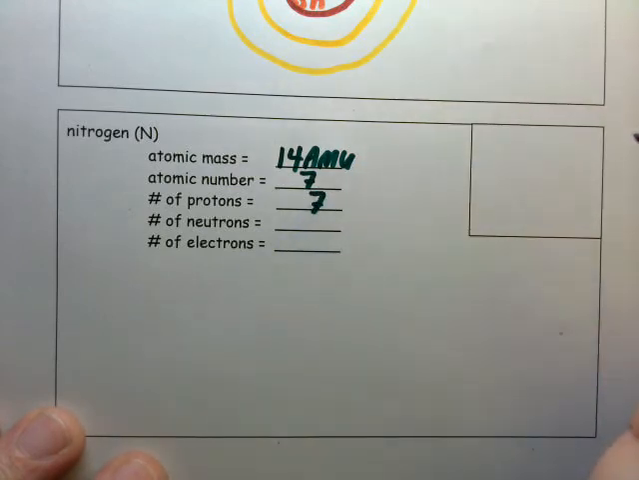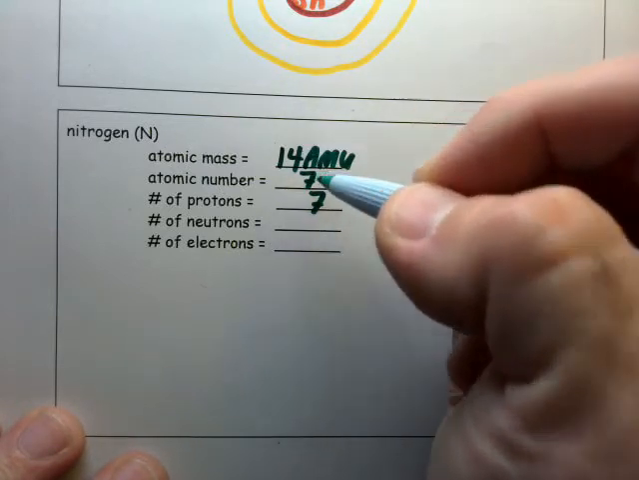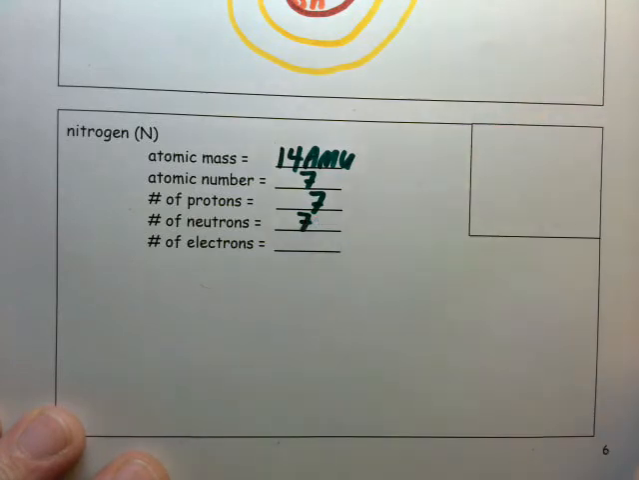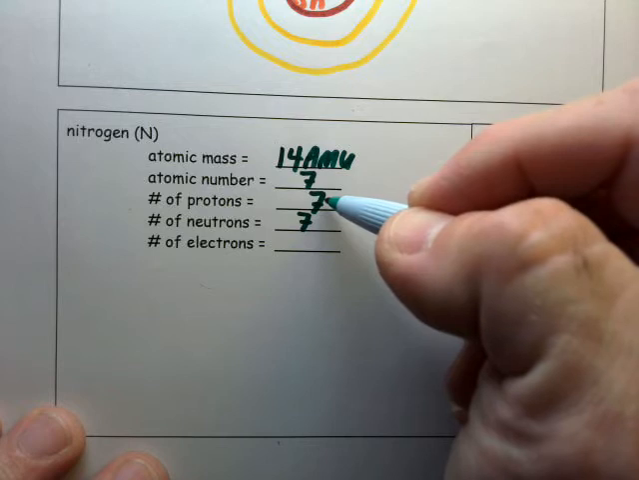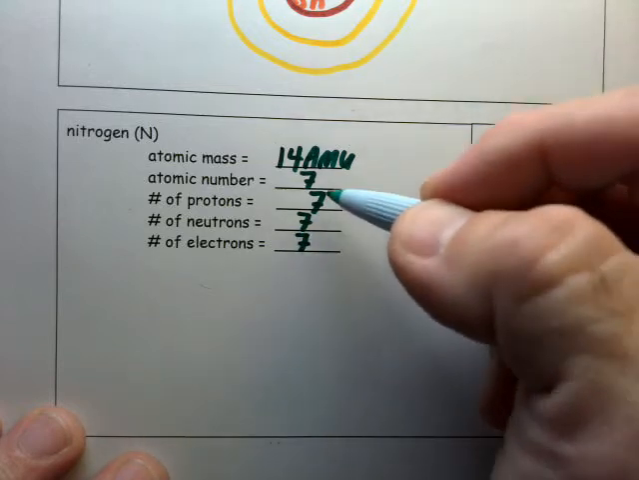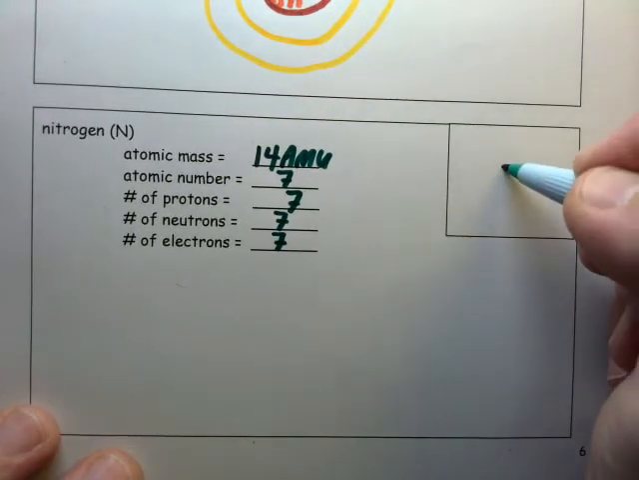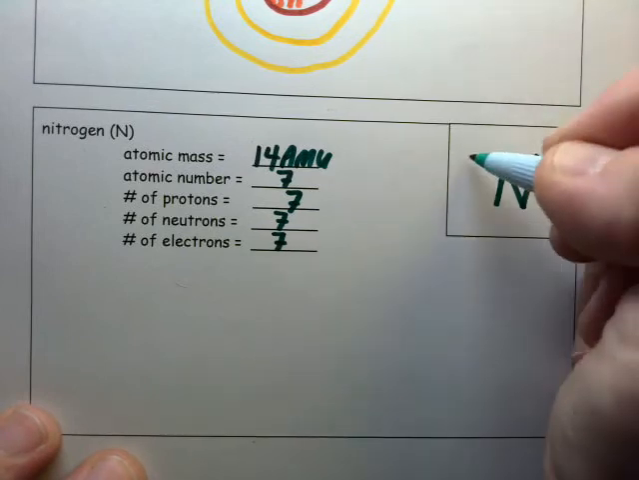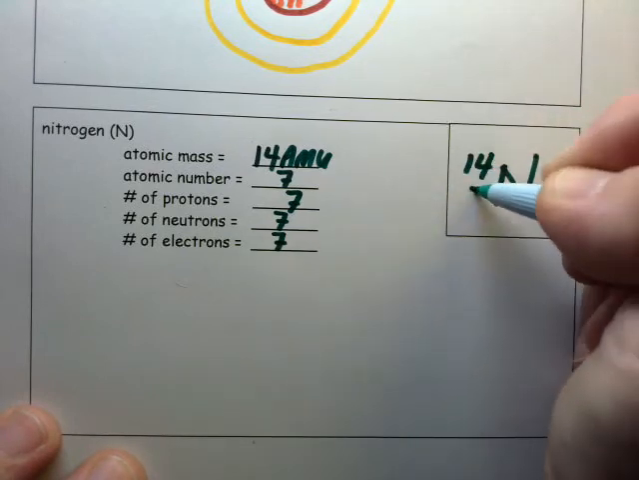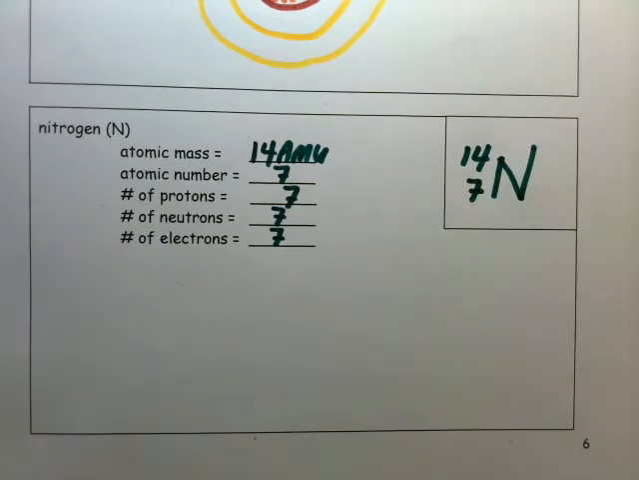The number of neutrons, how do you calculate it? This minus that, mass minus number. Well, 14 minus 7 is 7, so there's 7 neutrons. The number of electrons, well, if there's 7 positive protons, you've got to have 7 negative electrons to cancel that. So there's 7 of each of the 3 subatomic particles. If I wanted to write that in kind of a shorthand, I could say 14 AMU, atomic number 7. That's a concise way to tell you a few important things about a nitrogen atom.